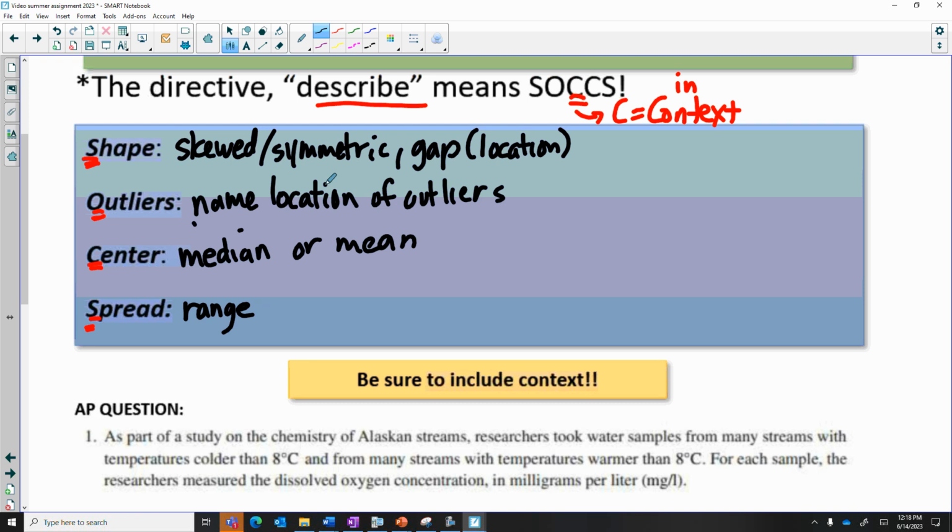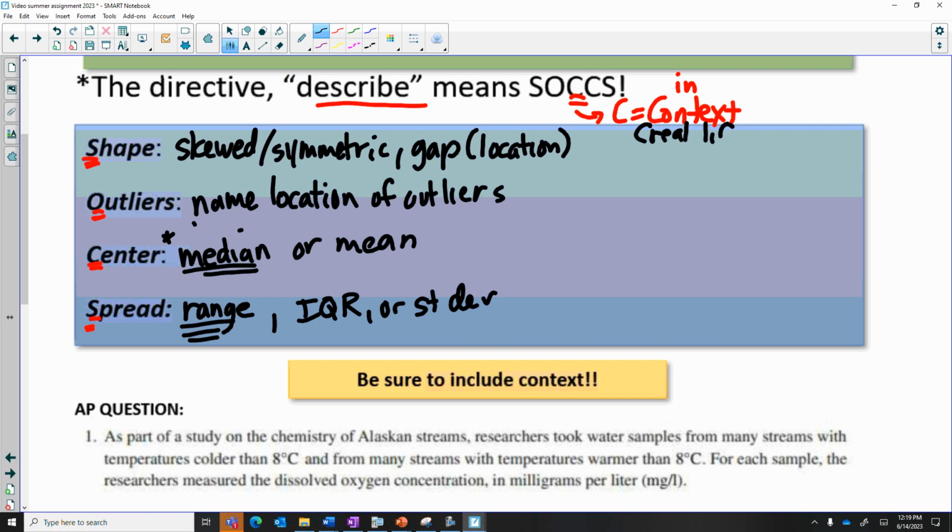So remember, the measures of center are mean and median. The easiest one to find graphically is the median. And then spread is range, interquartile range, or standard deviation. But the one that's easiest to find graphically is the range. And then you're going to do all this in the real life setting of whatever the question is about.